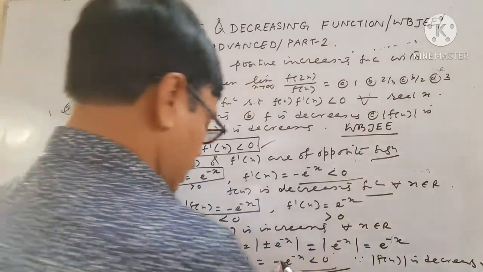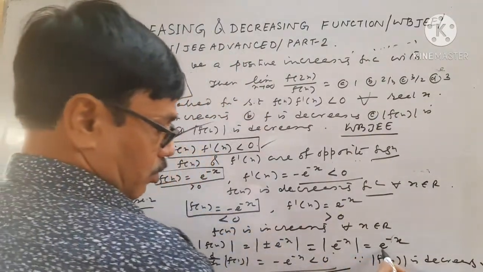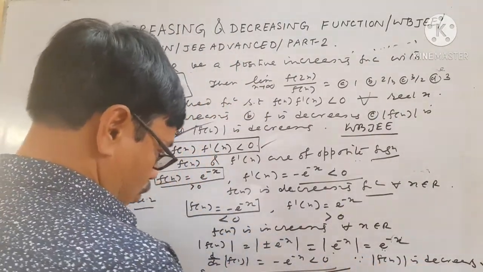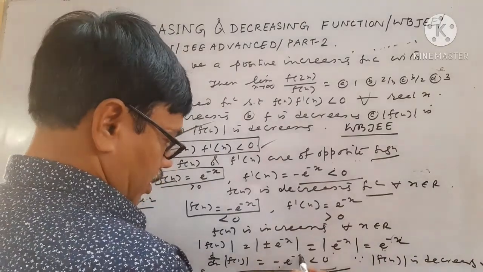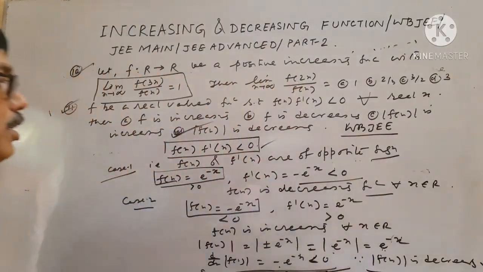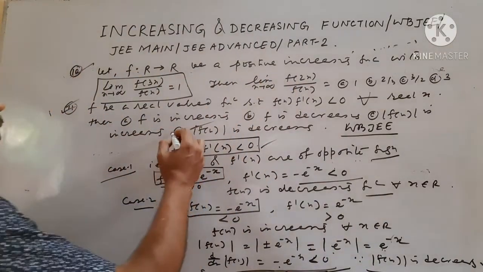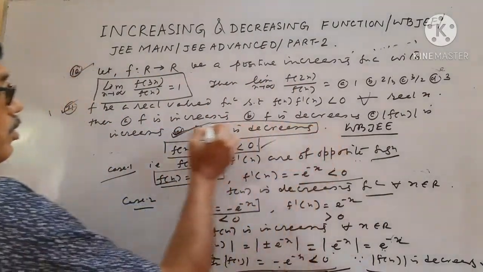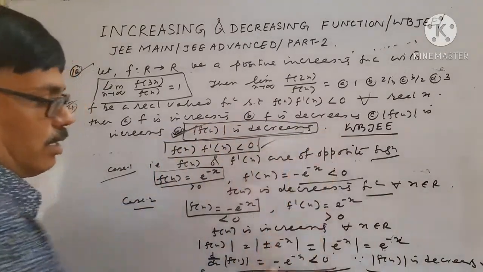So, in all cases, mod of f(x) equals e to the power minus x. If we take the derivative, we get minus e to the power minus x, which is less than 0. So, mod of f(x) is decreasing. So, it is always true. So, option C is correct.